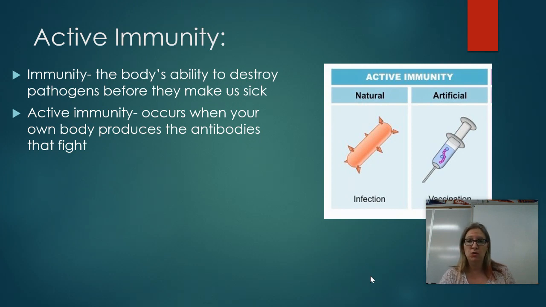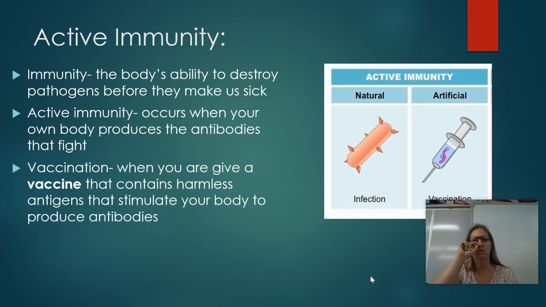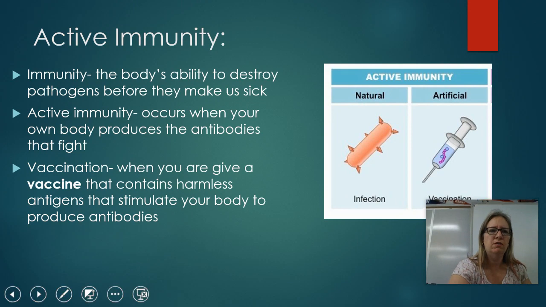But that can happen naturally through an infection or through exposure to a pathogen, and then that immune response happens. Or it can happen artificially, okay? You could receive a vaccination, which is a vaccine that basically contains a harmless version of the pathogen, okay? So remember, the antigens on the pathogens are what trigger our immune response, okay? So you might actually get a vaccine.